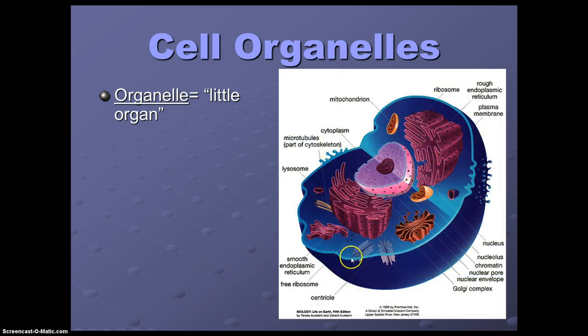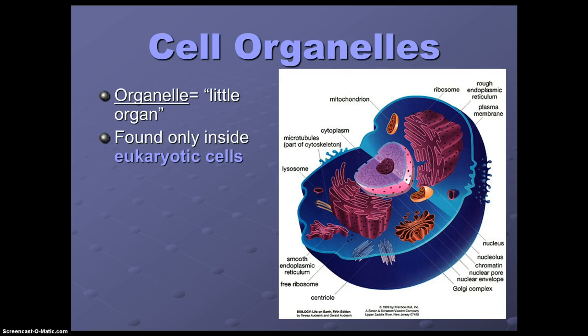So is this a eukaryotic cell or a prokaryotic cell? Hopefully you said it was a eukaryotic cell. And why? They do have a nucleus right there. So because the cell has a nucleus, it is a eukaryotic cell. And all of the structures you see inside it are organelles.